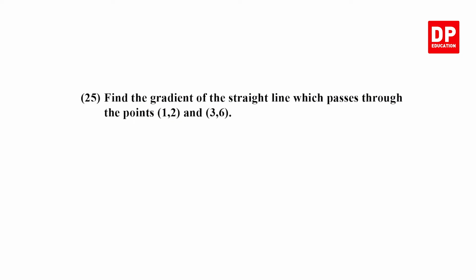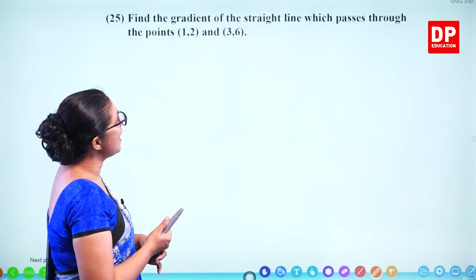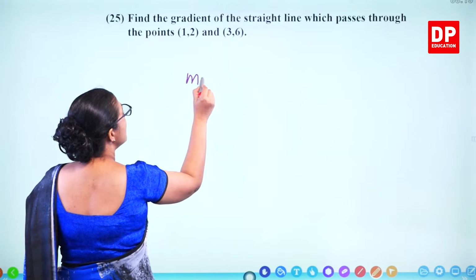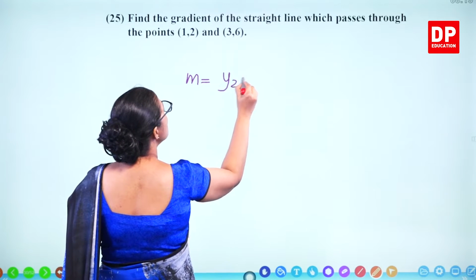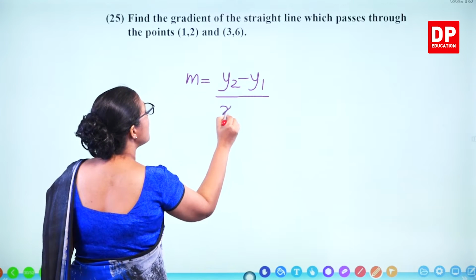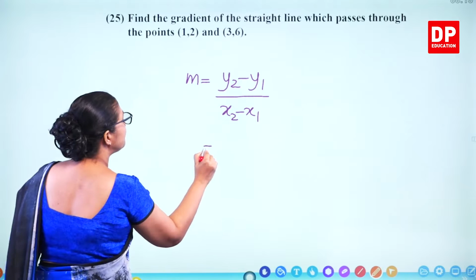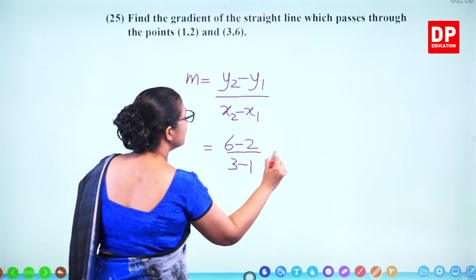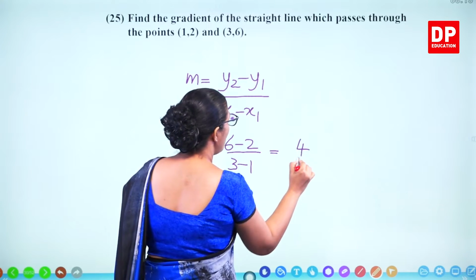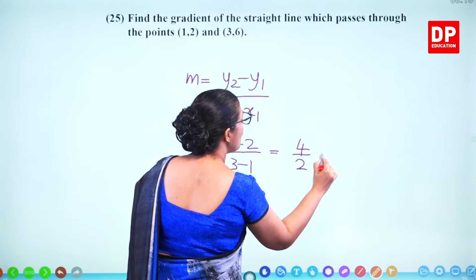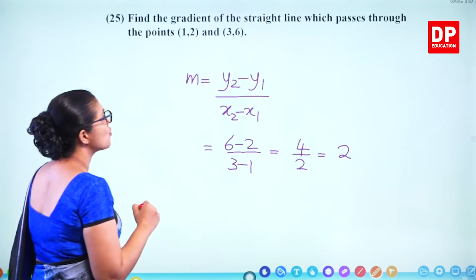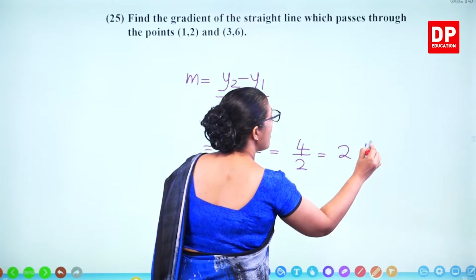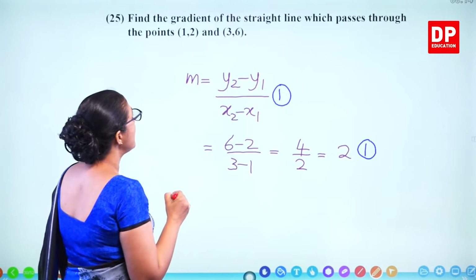And this is the last question in part A. Find the gradient of the straight line which passes through the points. So how do you find the gradient? If you know the 2 points, you can take the difference: y2 minus y1 over x2 minus x1. So 6 minus 2 over 3 minus 1. 6 minus 2 is 4, 3 minus 1 is 2. 4 divided by 2, that's 2. So the gradient of this line is 2. So 1 mark here and 1 mark for the method.